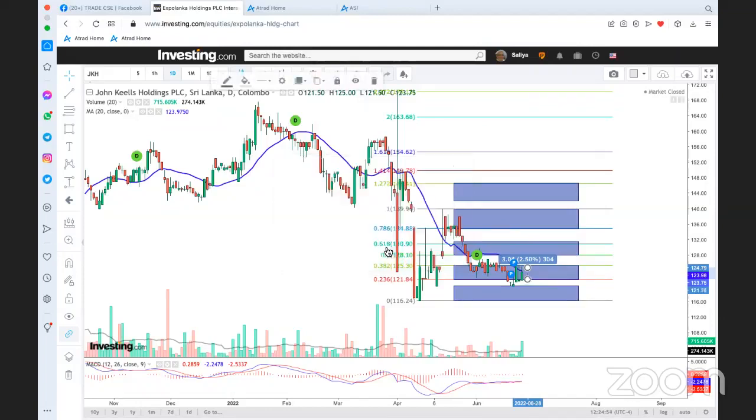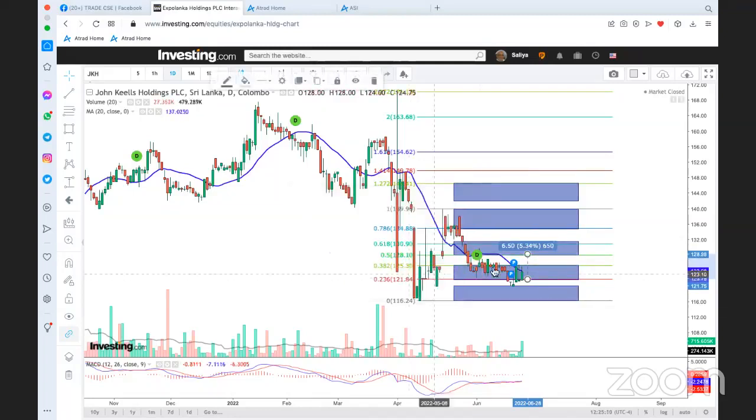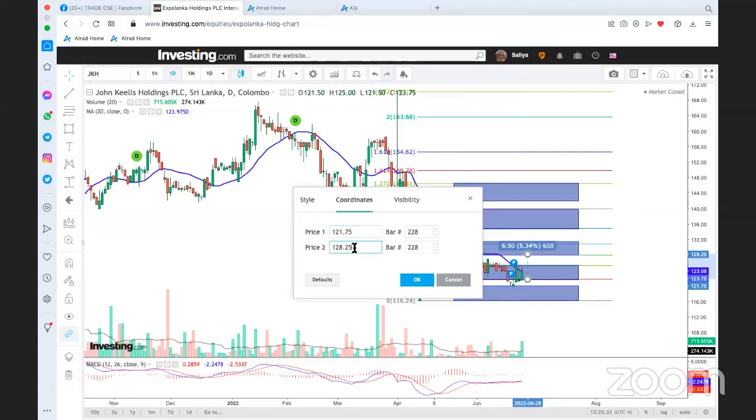Then let's say you want to sell at 128.25, right? You have a 5.34% return overall. You have to leave 2.24% out. Then you have like 3% return. That is the bottom of this level. Then you have the top of this level, that's like 131.50. So you go here, say 131.50.